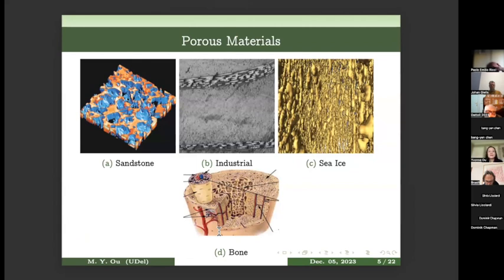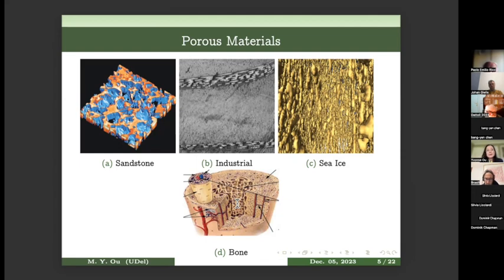So this slide, as you can see, what you identify in all of these pictures is that it has quite complicated microstructure. Now imagine sandstone, industrial material, some foam, and sea ice. I believe the yellow parts are the pore space, and that's where the seawater can sit. And here is bone. So in a living body, all these pore spaces are filled with viscous fluid.